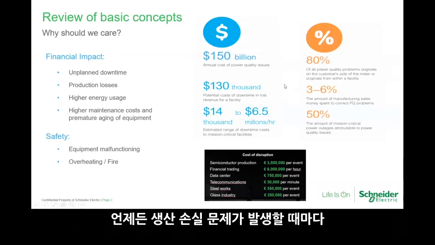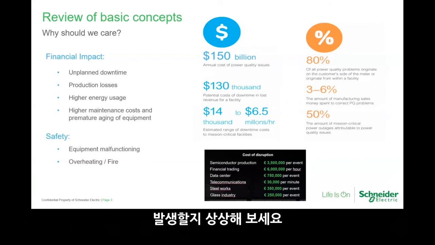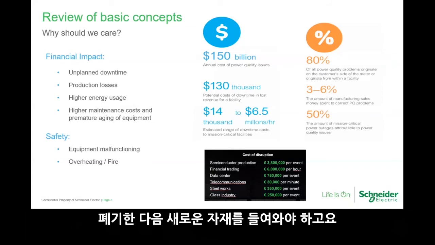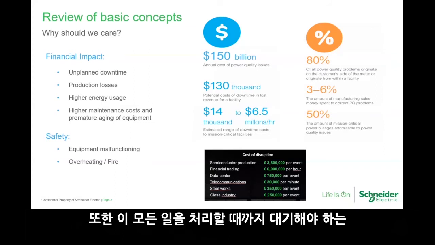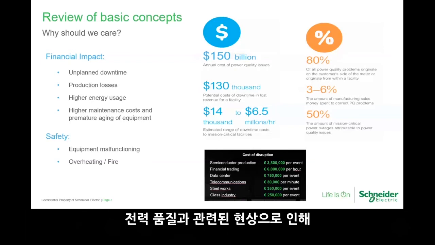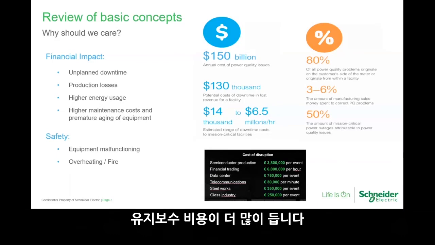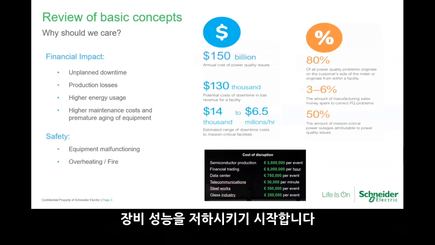Whenever there's a production loss, just imagine how much material is lost for cleaning, for discarding, throwing away, and then the new materials to bring in, and the number of man hours lost while waiting for the cleaning out, for the repairs and everything. Thirdly, higher energy usage because of power quality phenomena such as harmonics, power factors, and so on and so forth. And lastly, higher maintenance cost because of premature aging of equipment, for example, harmonics generating heat that will start to deteriorate your equipment.